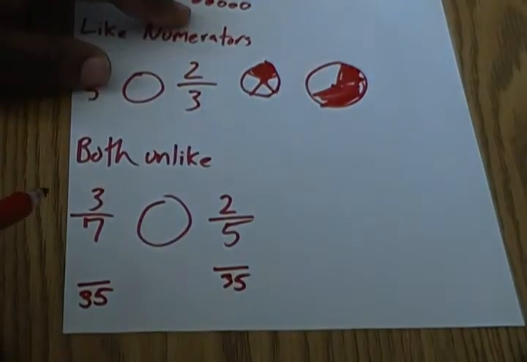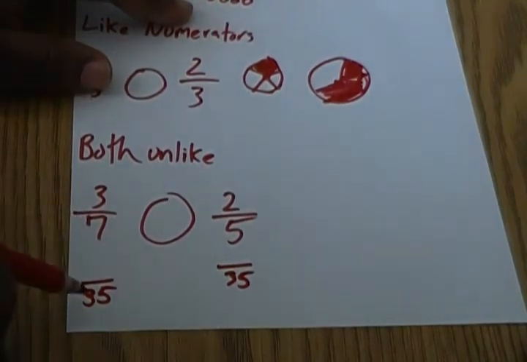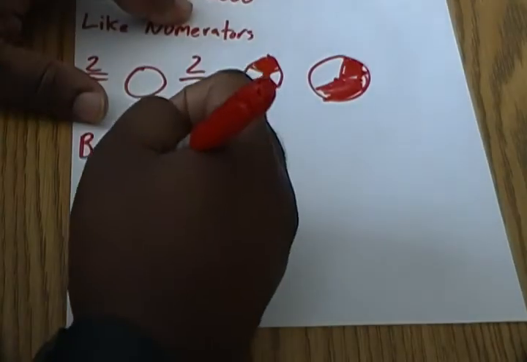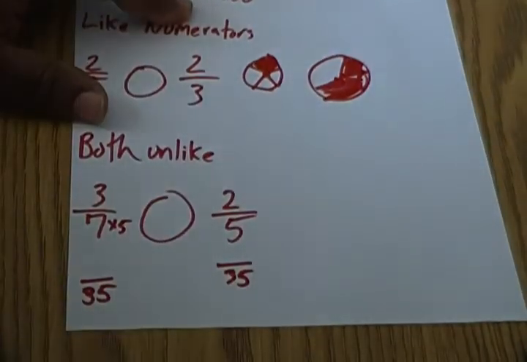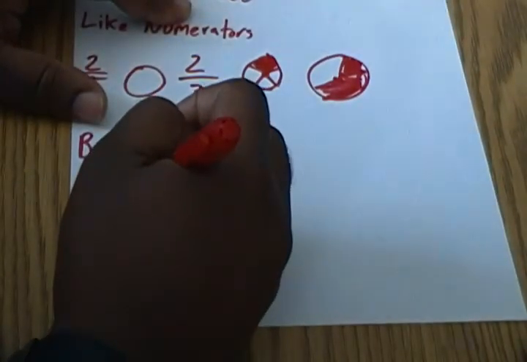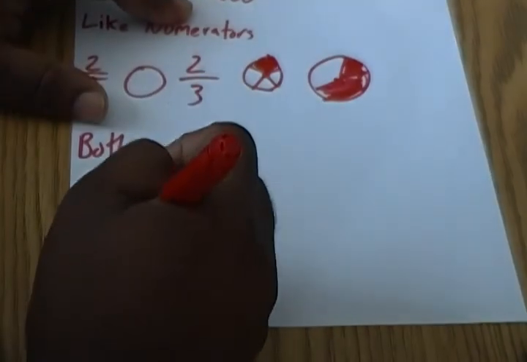Now we need to find the multipliers. We have to figure out, how did we go from 7 to 35? So our multiplier here is 5, because 7 times 5 equals 35. The same thing must apply to the top. So 3 times 5 gives us 15.